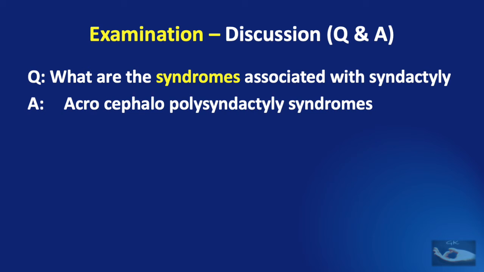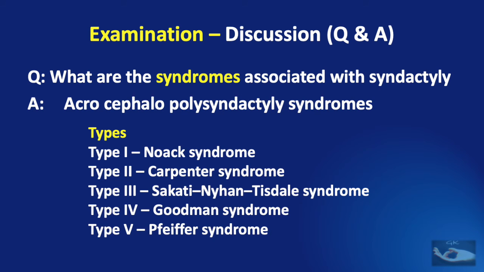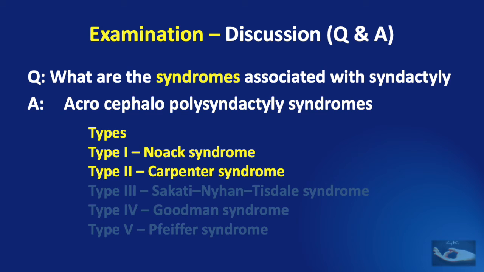The fourth type of syndrome complex associated with syndactyly are the acrocephalopolysyndactyly syndromes, and there are 5 basic types here: the Noack, the Carpenter, the Sakati, the Goodman and the Pfeiffer syndrome. Of these we shall consider the Noack syndrome and the Carpenter syndrome so that we do not miss these conditions when we see them.